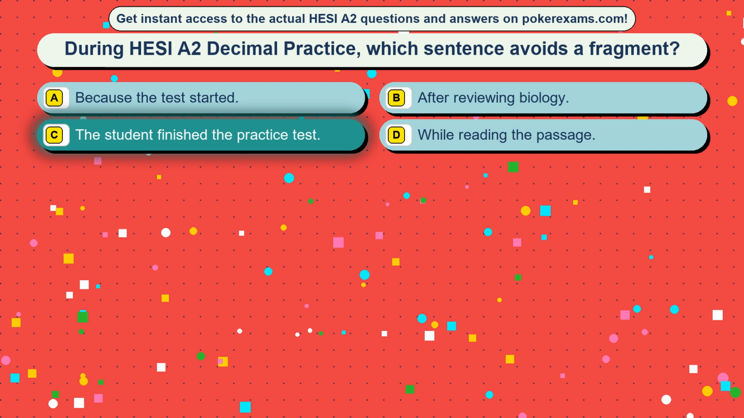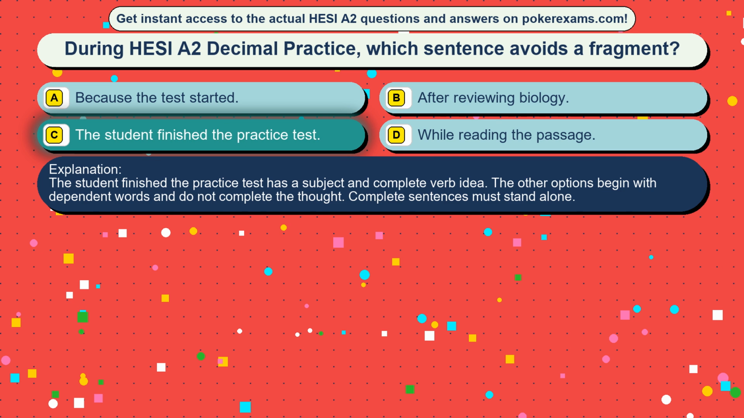The correct answer is option C. The student finished the practice test. The student finished the practice test has a subject and complete verb idea. The other options begin with dependent words and do not complete the thought. Complete sentences must stand alone.